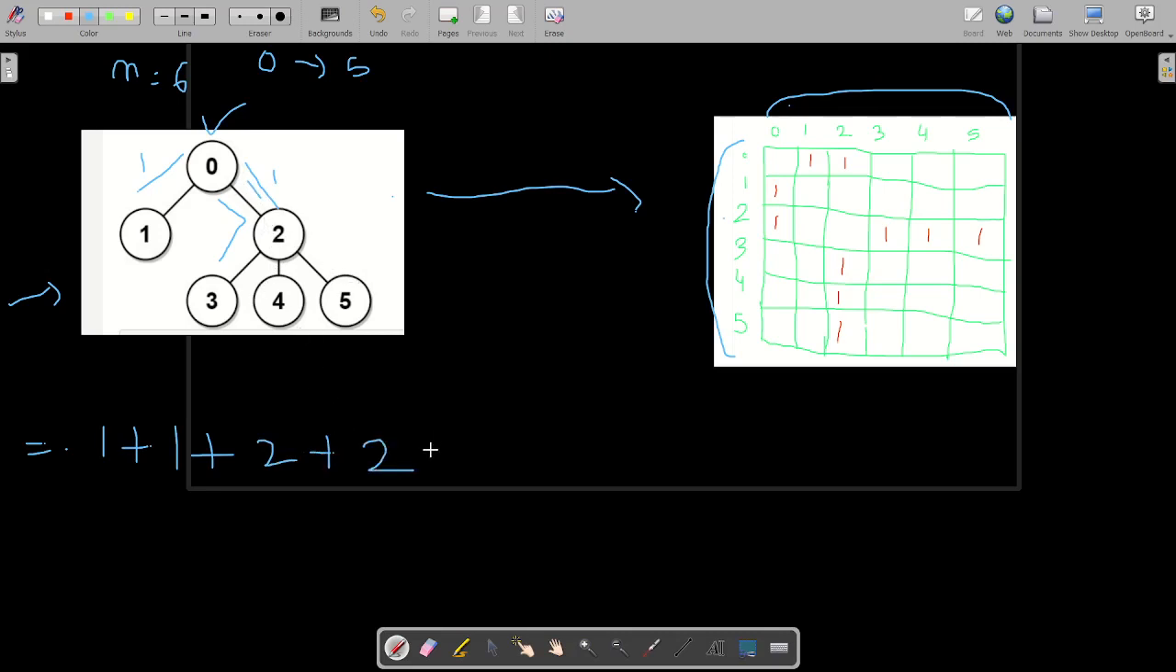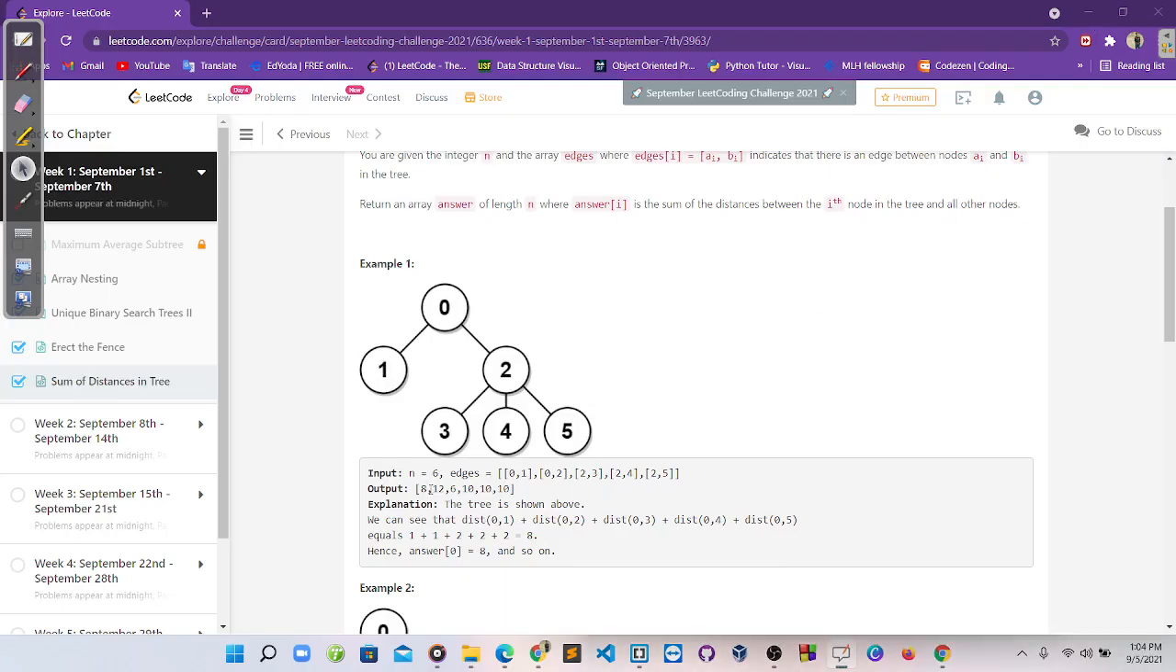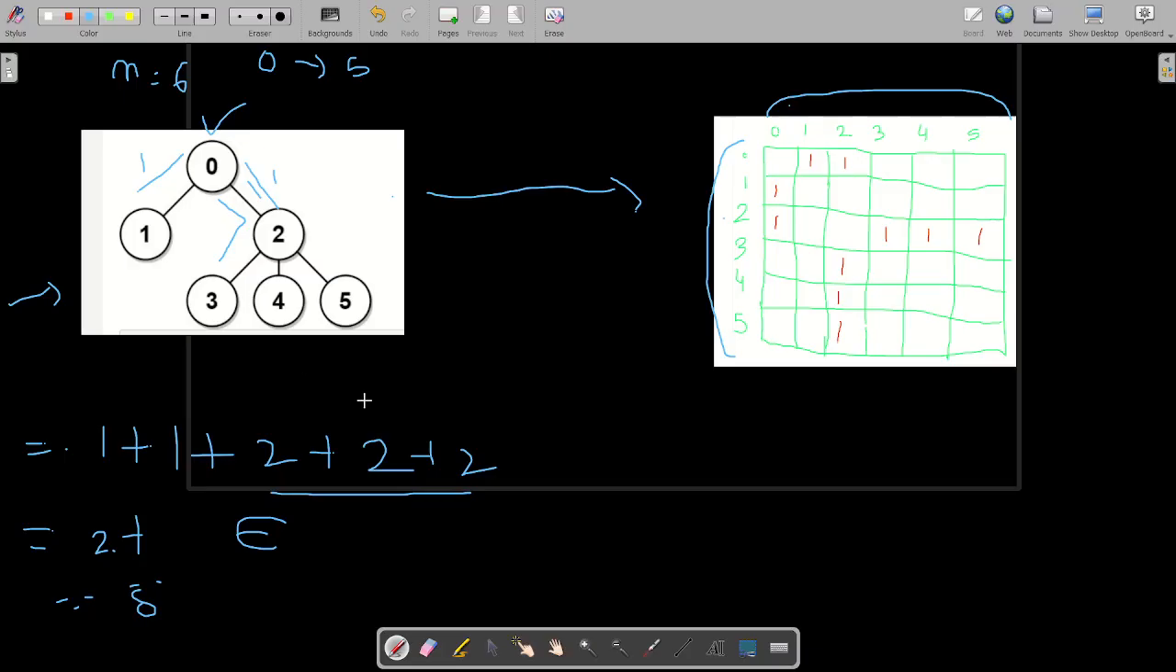Now this is 1 and this is 2. It means for 4 and 5 as well, it is 2, 2, 2, which is 6, plus 2, which is nothing but 8. It means the answer for 0 is 8, and as you can see the answer for 0 is 8. So we can solve our problem with a simple traversal if we take this 0 as the root initially.